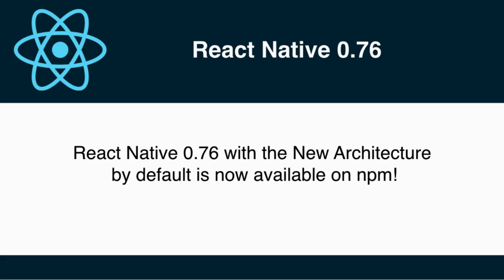Most apps will be able to adopt React Native 0.76 with the same level of effort as any other release. The most popular React Native libraries already support the new architecture. The new architecture also includes an automatic interoperability layer to enable backward compatibility with libraries targeting the old architecture.